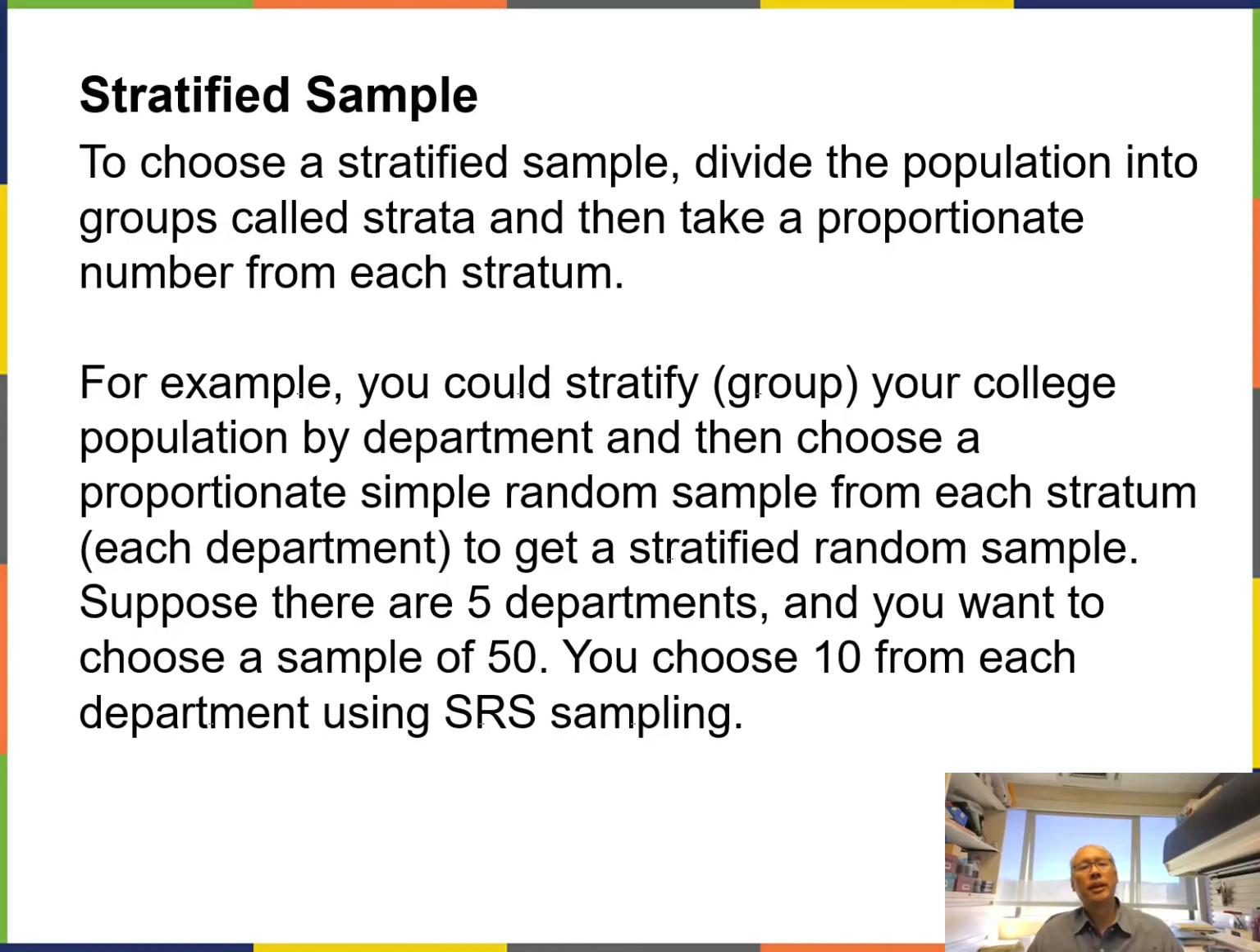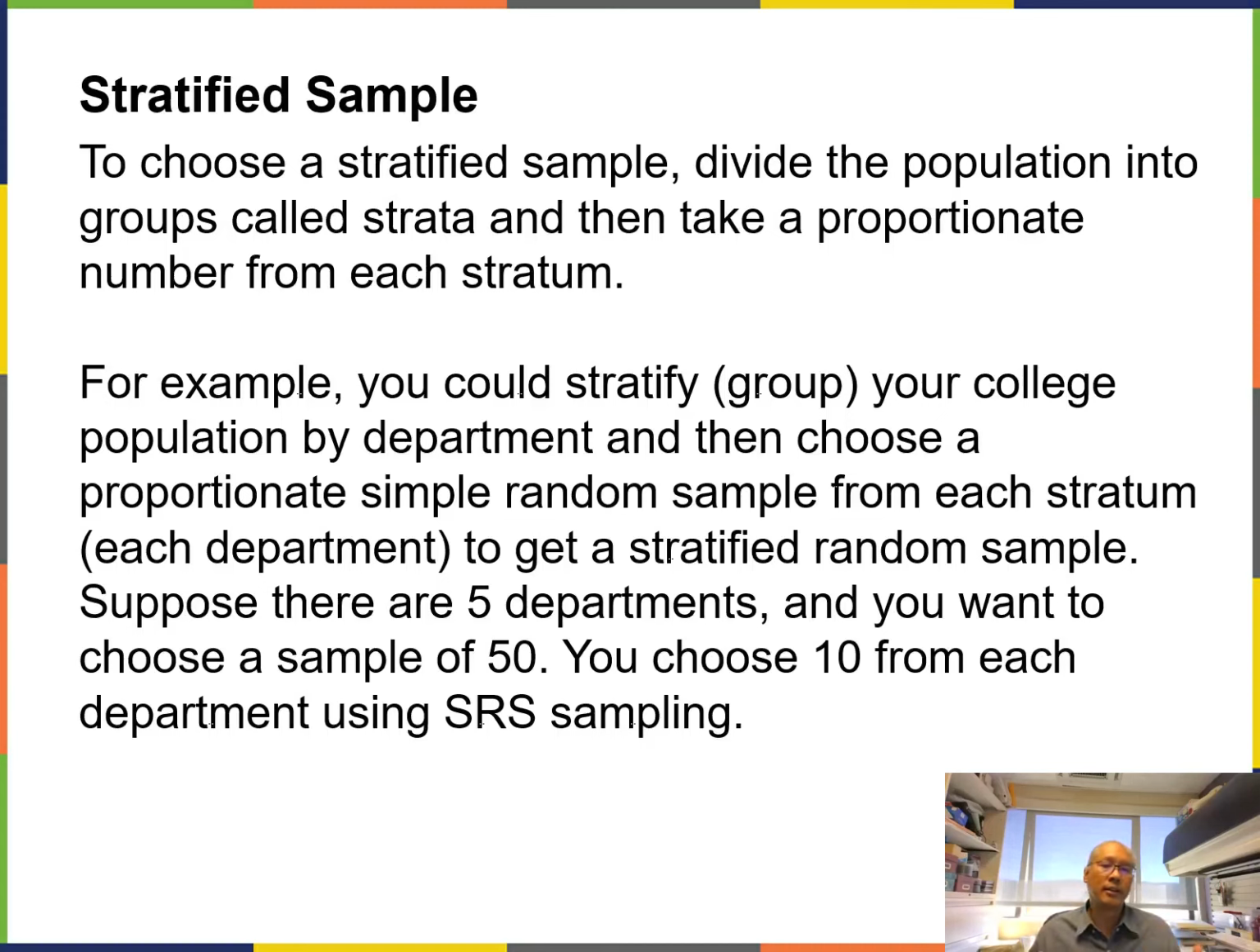Another way to collect information or collect a sample would be the idea of a stratified sample. So choosing a stratified sample, what you would do is you would take your population and divide it into different groups, and then take a proportionate amount of numbers in that particular group.